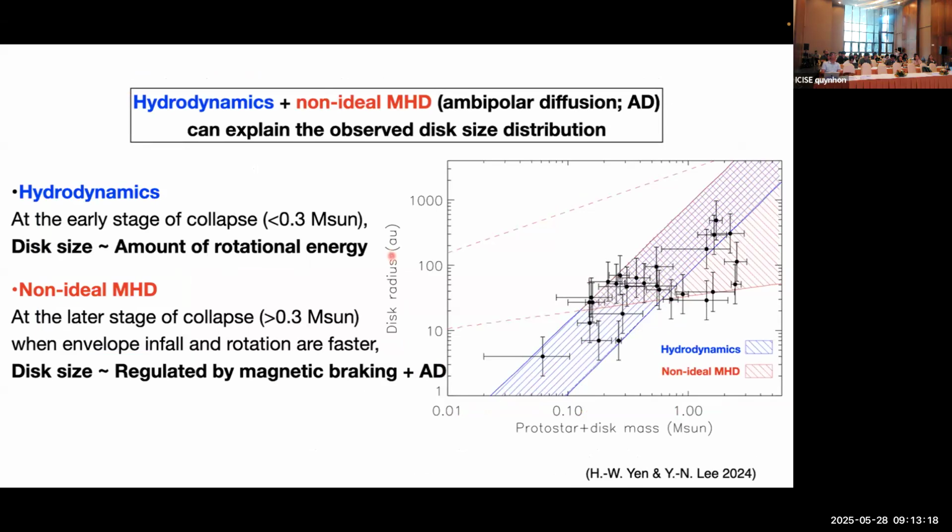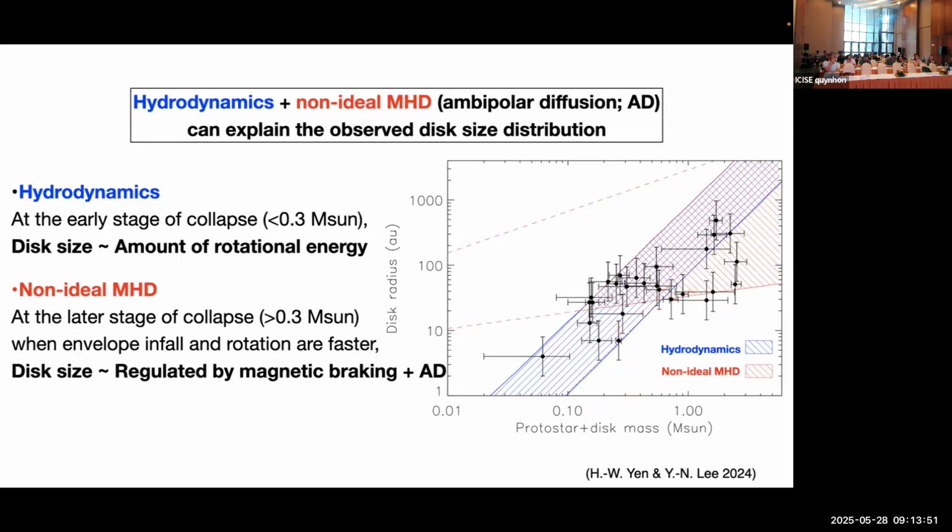So here's what the model says. The sample disk radius is a function of stellar mass. The blue and red shaded areas show the allowed solutions in this model. Basically, the blue shows the solution from hydro, and red shows the solution from non-ideal MHD. You can see for low mass protostars, maybe lower than around 0.3, they are in the regime of hydro. For those sources beyond that, they are in the regime of non-ideal MHD.